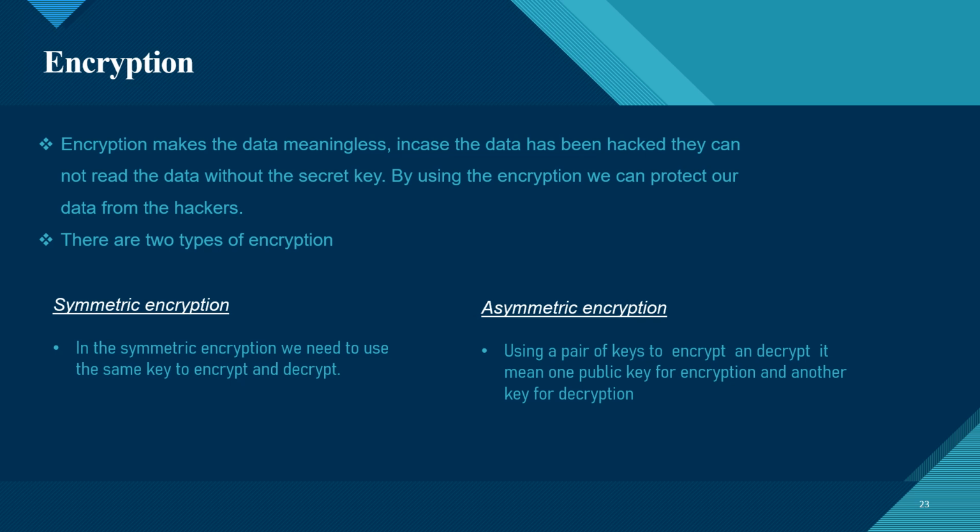There are two types of encryption. The first one is symmetric encryption. In symmetric encryption, we need to use the same key to encrypt and decrypt. The second one is asymmetric encryption, using a pair of keys to encrypt and decrypt. It means one public key for encryption and another key for decryption.